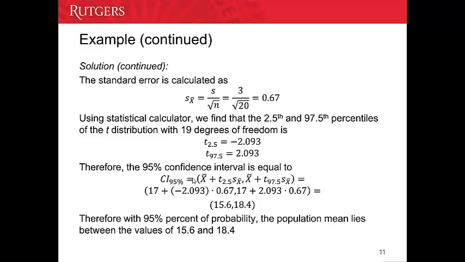We multiply the t2.5 percentile by the standard error and add the sample mean. Then we take the t97.5 percentile multiplied by the standard error and add the sample mean. Finally, we get a confidence interval from 15.6 to 18.4. Therefore, with 95% probability, the population mean will lie between the two values.